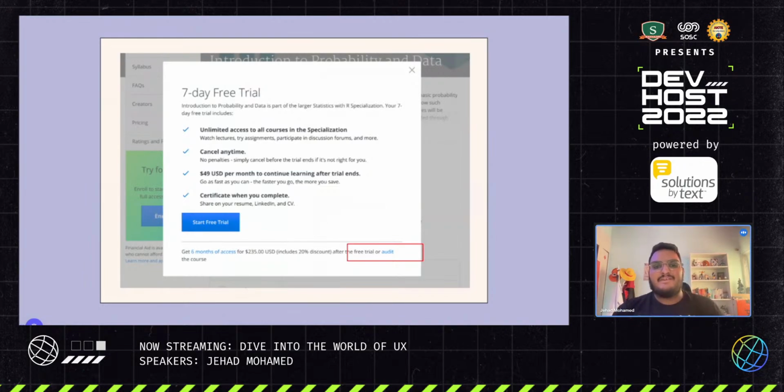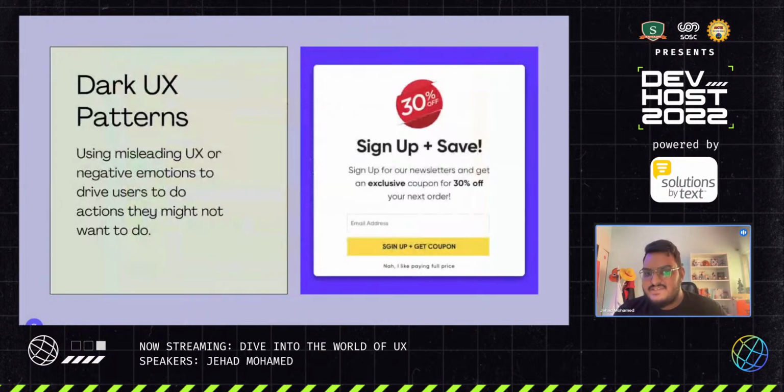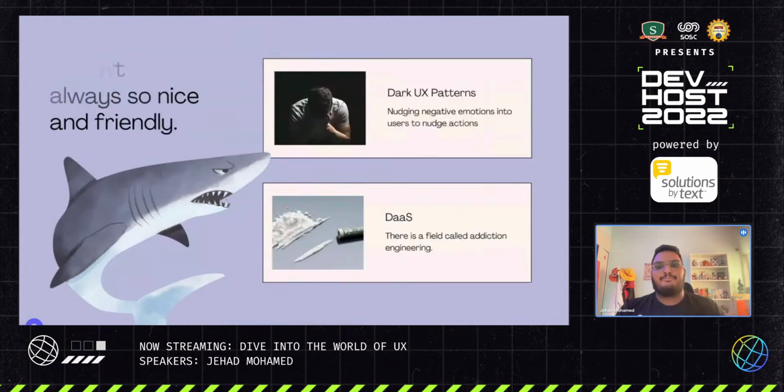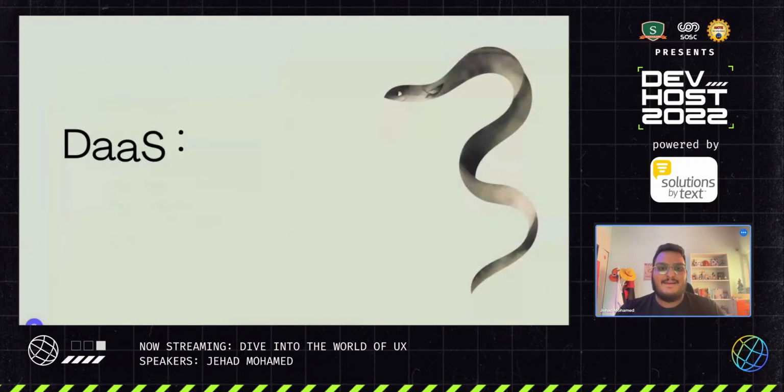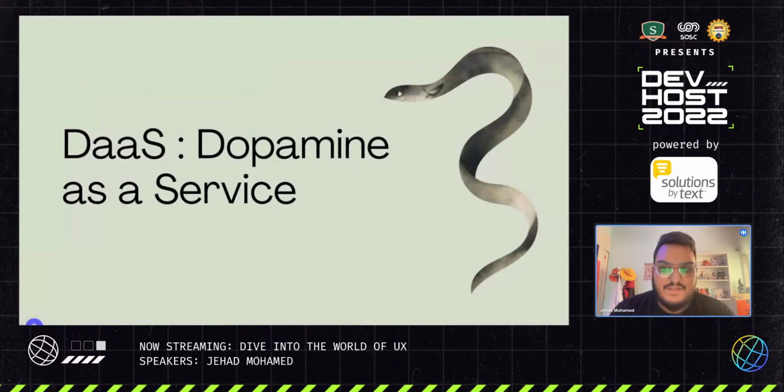So dark UX patterns mislead users, or they drive a negative emotion to make them do some action which they might not have wanted to do, but they push them towards it. That is essentially dark UX patterns, which is the first part of the dark side of UX. Now the second part, which is a huge dilemma across UX, is known as dopamine as a service.